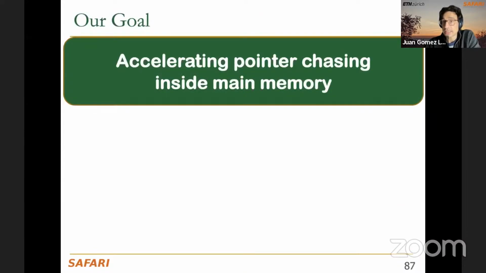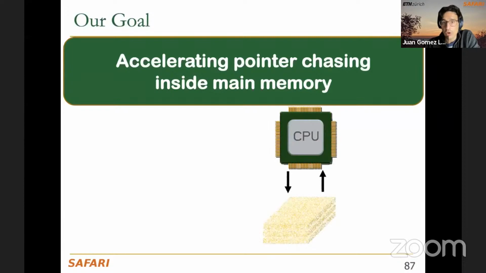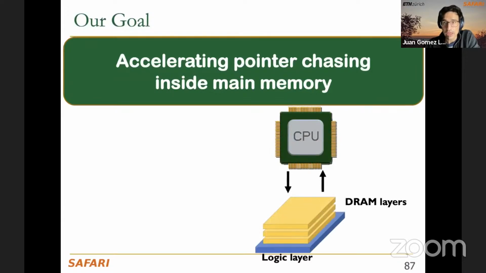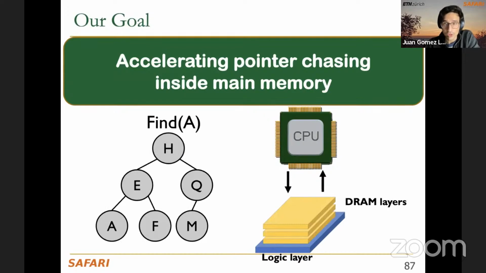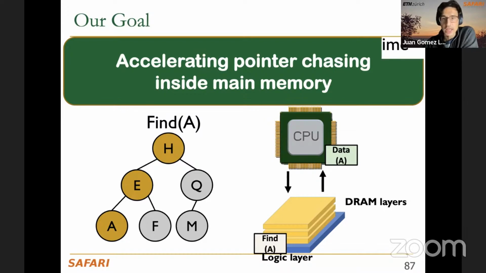So the goal is to accelerate pointer chasing inside memory in a way that we can save many of these memory accesses. For example, imagine that we need to find A in a system that is PIM enabled. It has compute capabilities in memory. If we need to find A, the only thing to do is to send the request from the CPU to the logic layer on the memory side, assuming that we are using a 3D-stacked memory. There we are going to have the accelerator that does the pointer chasing, and then we can retrieve the data. And as you see, instead of having 3 accesses to memory, as we saw in the previous example, here we only have a single access.